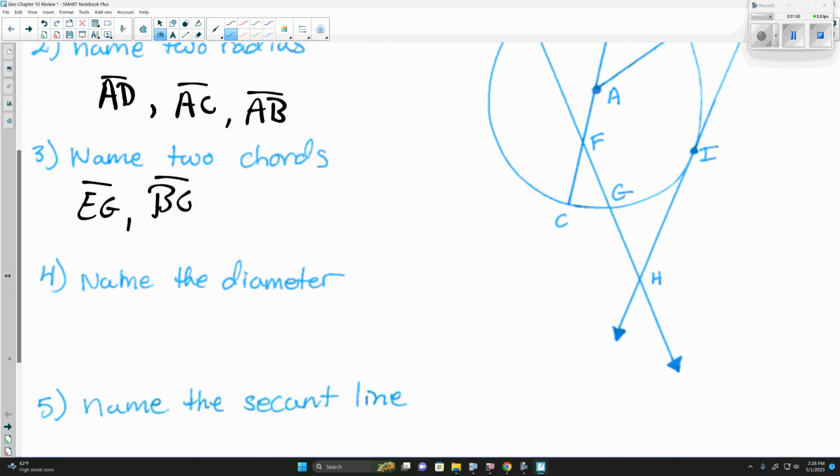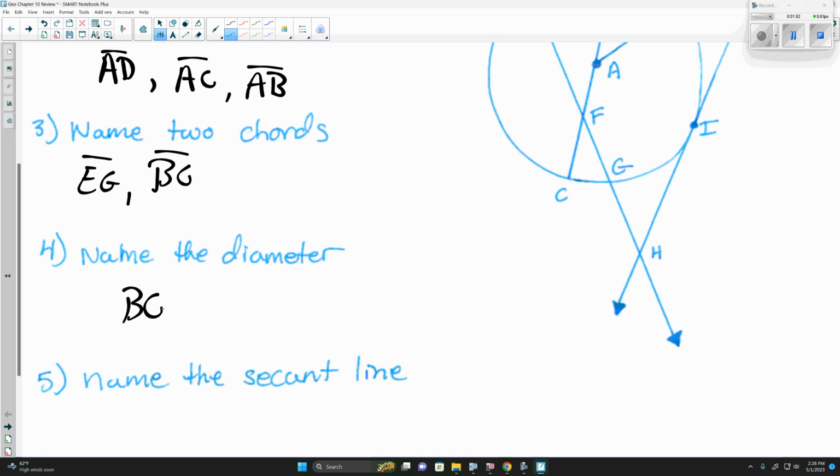So the diameter is CB or BC, either one, because the diameter is a chord that goes through the center.